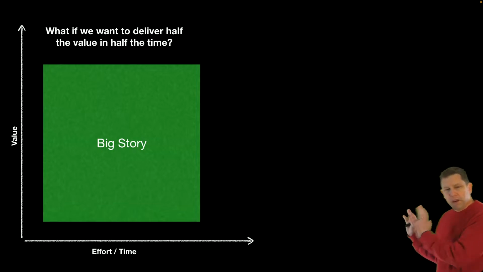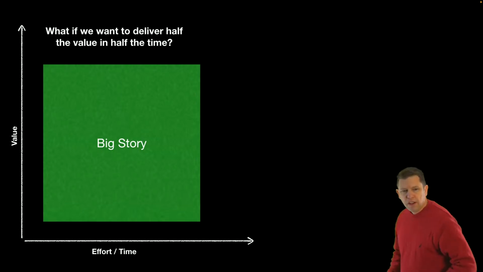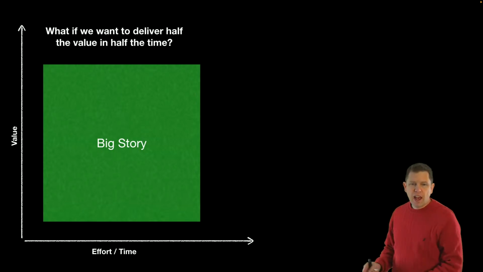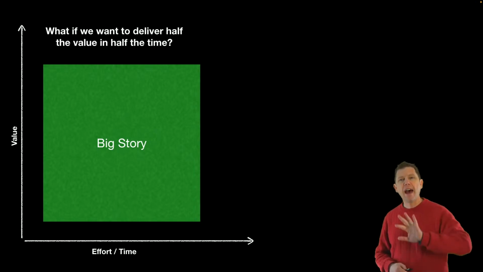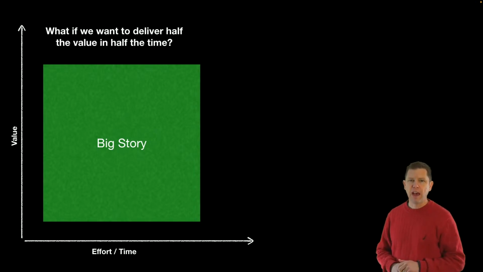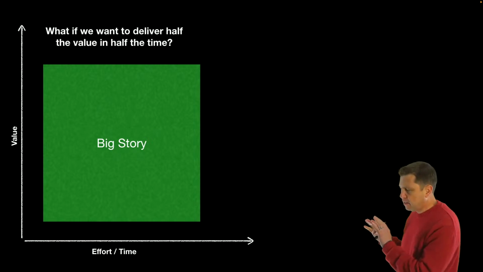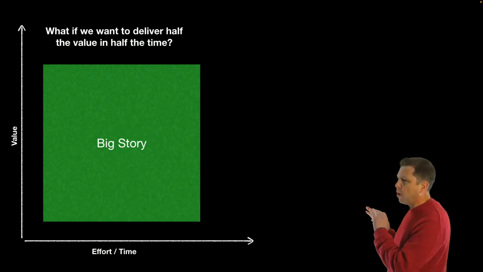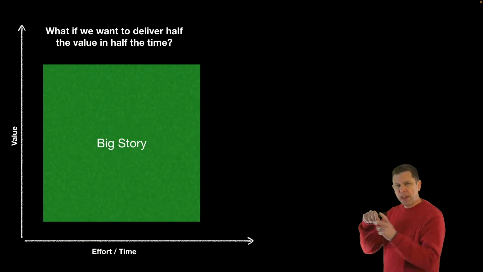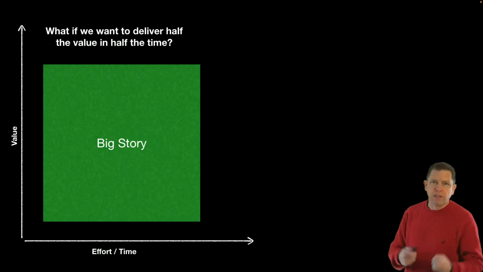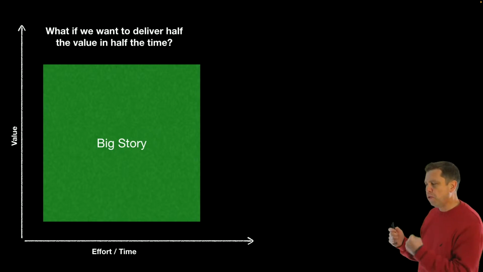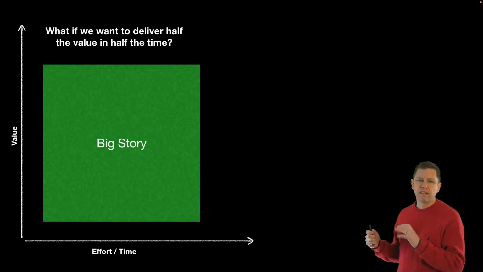So here's a big story. We've got value up and down and effort and time across. So this is a big story. What if we wanted to deliver half of the value in half the time? And I think this is what I want to walk you through here. When I started actually playing around with drawing this picture, it was a big aha moment for me, even though I'm very big into splitting stories and stuff, but it really made me visualize this in a way I hadn't before.